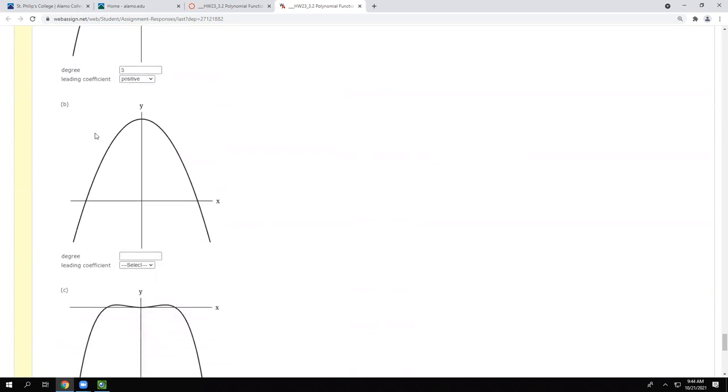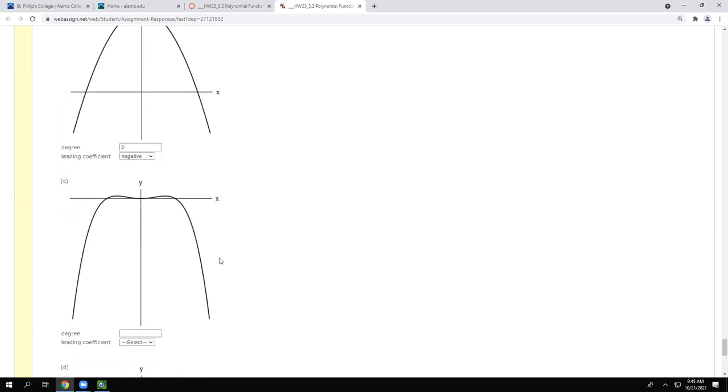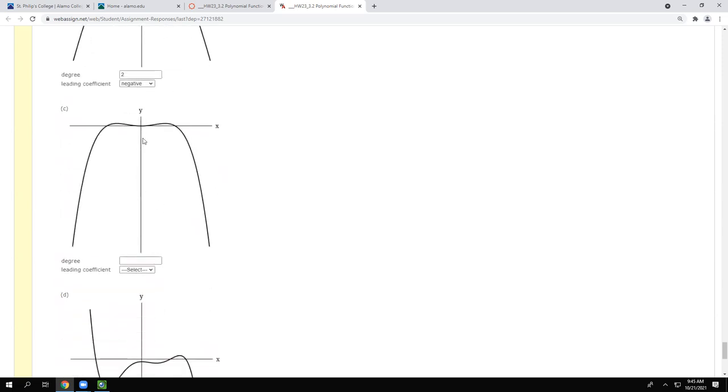How many turning points does this graph have? So then the degree could be what? 2. And then, according to the way the ends look, this guy going down and down, is the coefficient positive or negative? Negative. Now this one, how many turning points are in there? 3. So the degree could be what? What's one more? 4. You got it. And then what kind of coefficient? Going down. So negative. Good.